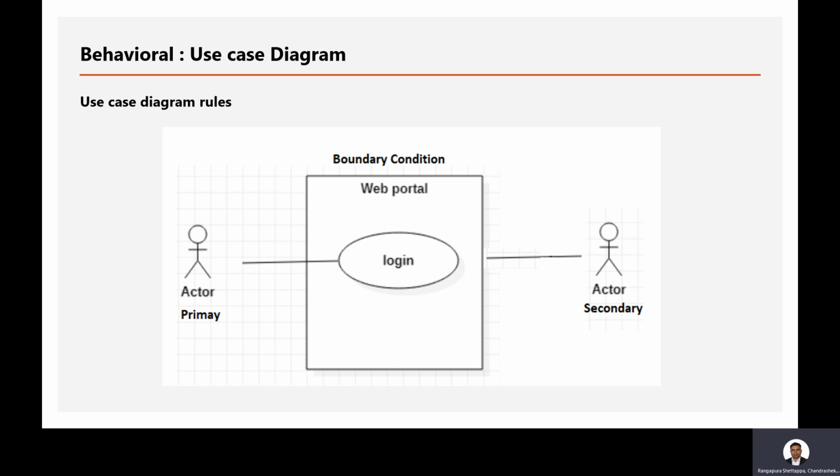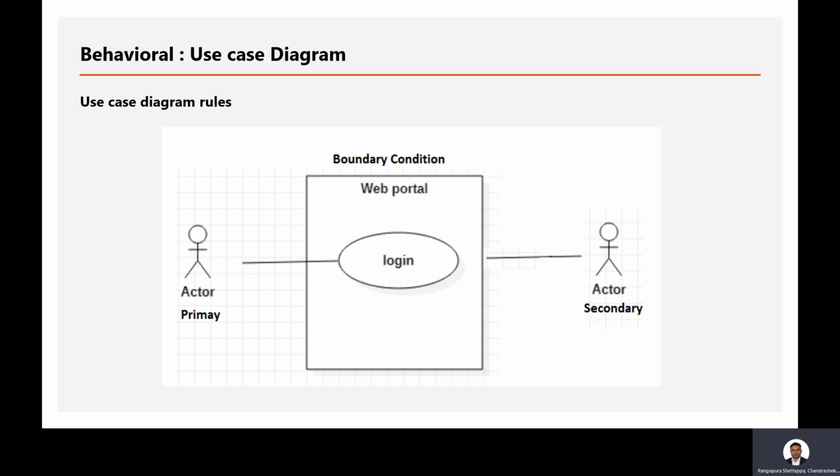Now with this, let's try to understand a little bit about the use case diagram rules. There are typically two types of actors, primary actor and secondary actor. The primary actor is the actor who initiates the use case. The secondary actor is the actor who responds to the use case. And boundary conditions are represented with a rectangle as mentioned here.